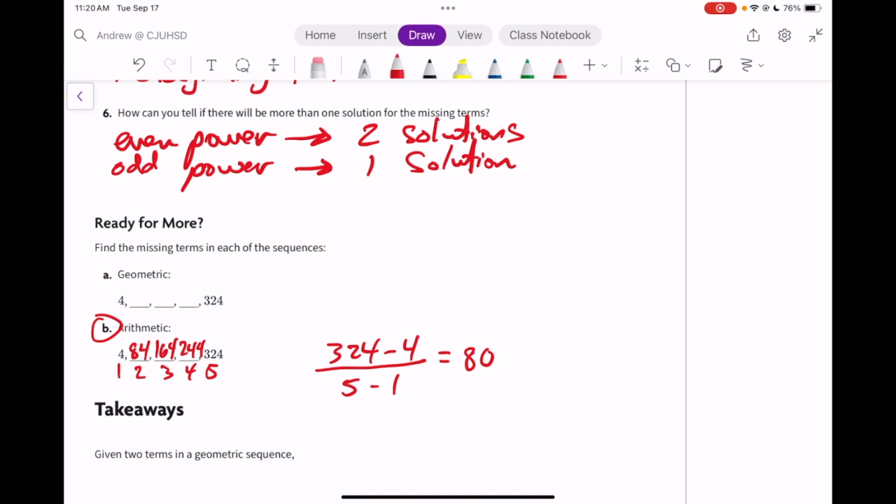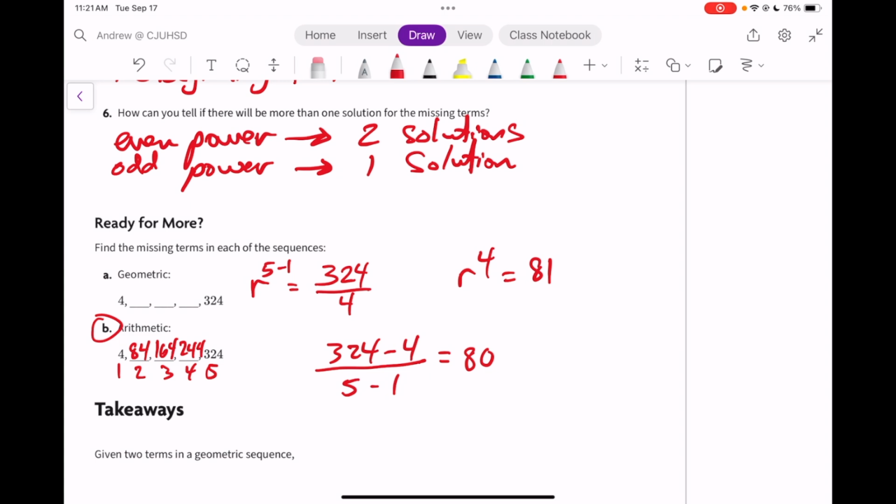But for geometric, you take the last number divided by the first number. And that is what the ratio to the power of 5 minus 1 is. So there is still a subtraction in there, like we did before, but now there's a division as well. 324 divided by 4 is 81. So r to the 4th equals 81.